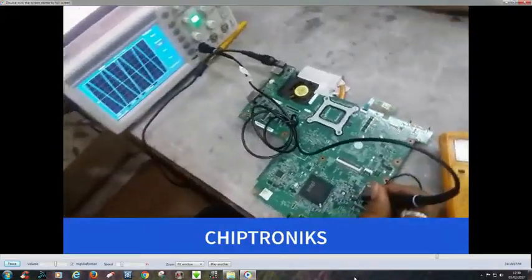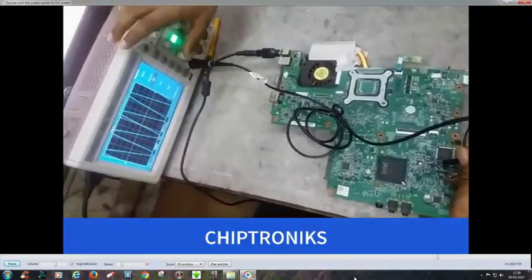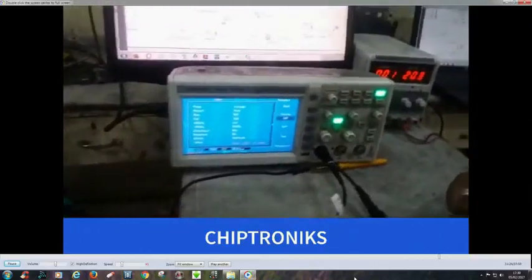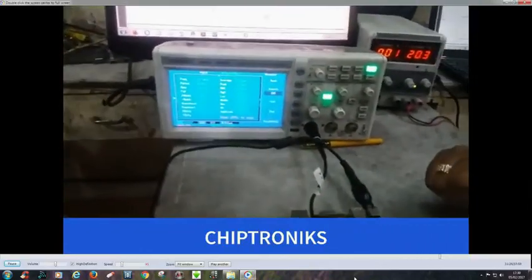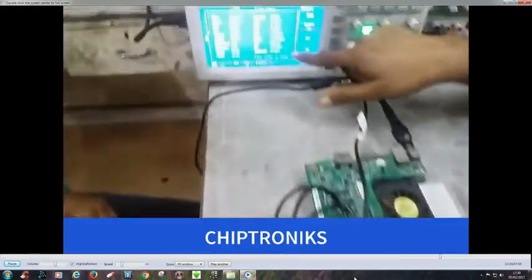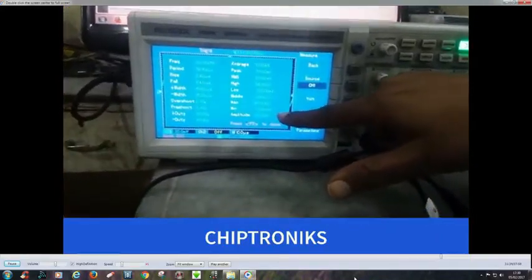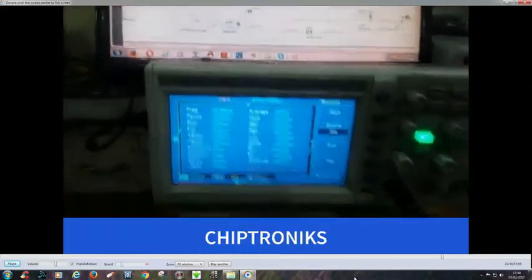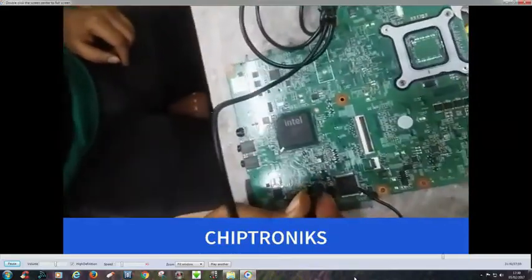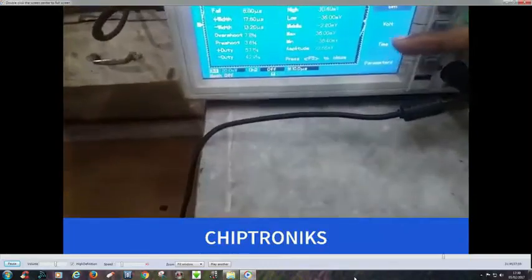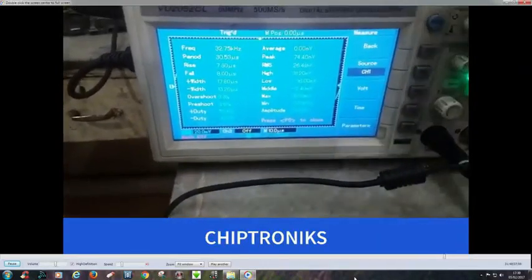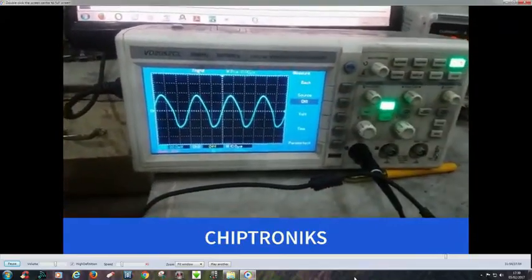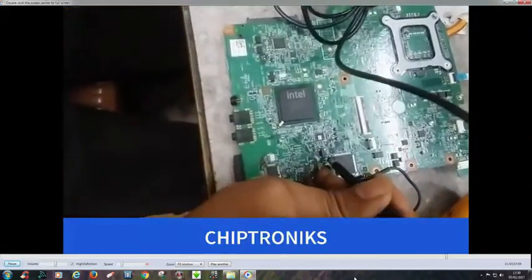Let's check the parameters once again. You can see in the parameter the amplitude is around 76.82 when we are testing on one pin. On the next side you can see the amplitude is a little less, and in the diagram you can see on one side a smaller sine wave, and on the next side a bigger sine wave.